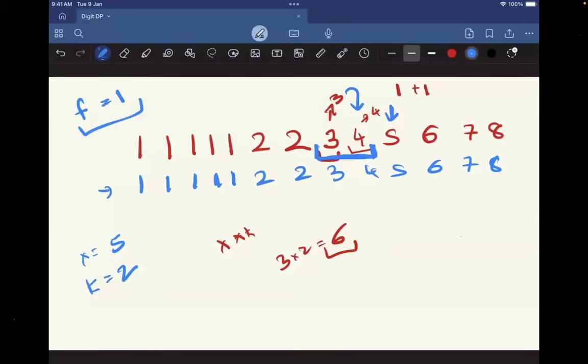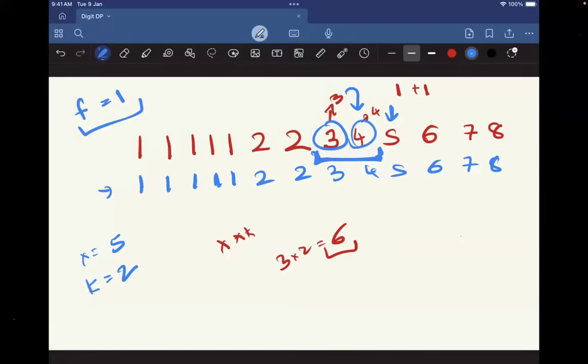There are two elements, right? There is 3 and there is 4 in this range. This range, guys. There are two, right? Yes or no? Two? Okay.